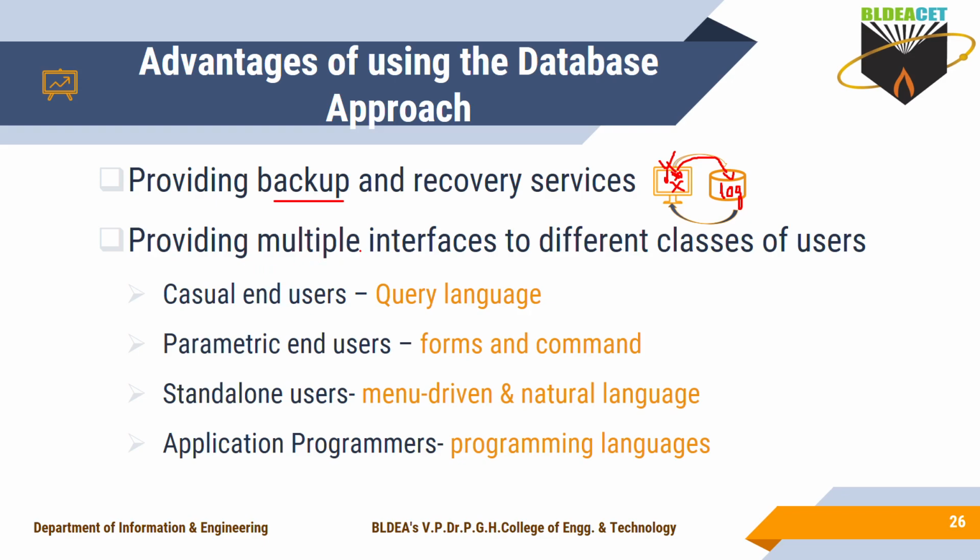Next is providing multiple interfaces to different classes of users. You already know that different types of users are there in the database. First, for end users, the first type is casual end users. What is the work of a casual end user? They can just view the data or records.